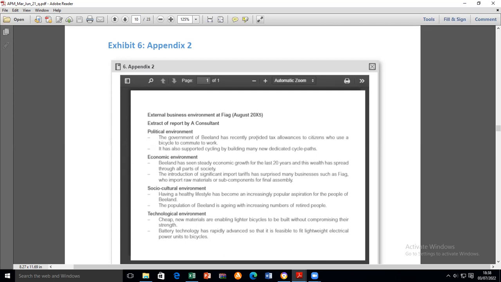The government of Beeland has recently provided tax allowances to citizens who use a bicycle to commute to work. It has also supported cycling by building many new dedicated cycle paths. That's very clear that it's an opportunity. These are huge opportunities, so a business is expected to thrive. And when you look at the other aspects of the environment, it was just the same. It was just opportunities and opportunities and opportunities.